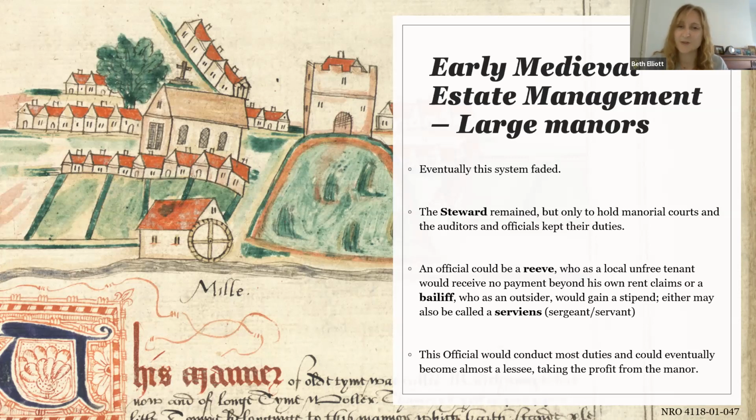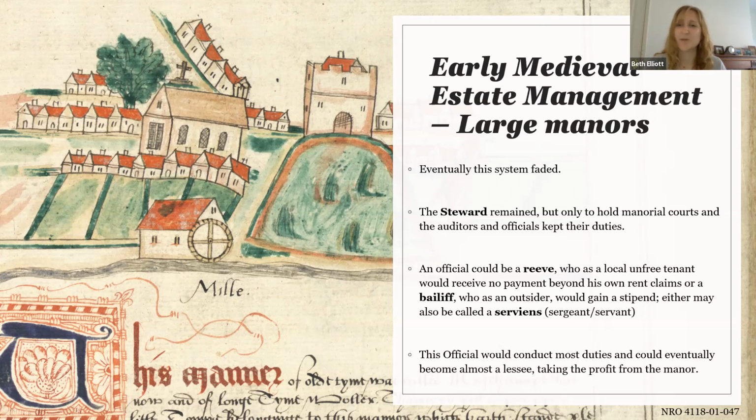What we find with the officials is that around this point, you tend to get either a reeve or a bailiff. A reeve now would be referred to as a local unfree tenant. I'll talk about the types of tenancy in a moment, but a local unfree tenant who would receive no payment beyond their claims, or a bailiff. So a bailiff would be an individual at this point who'd be brought into the manor to do that management, and they would get a stipend. You may find either of these referred to as a servience or a sergeant or a servant, but effectively an official would be a reeve or a bailiff.